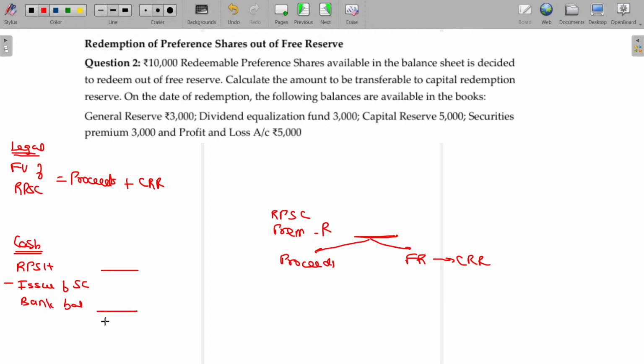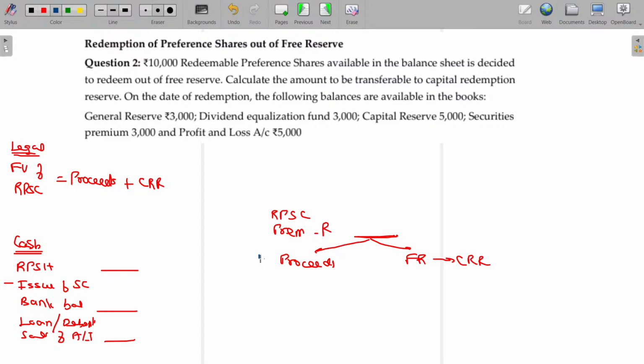After that, if there is any shortage, that shortage can be arranged by borrowing, issuing debentures, sale of assets, or investment. That's the structure.